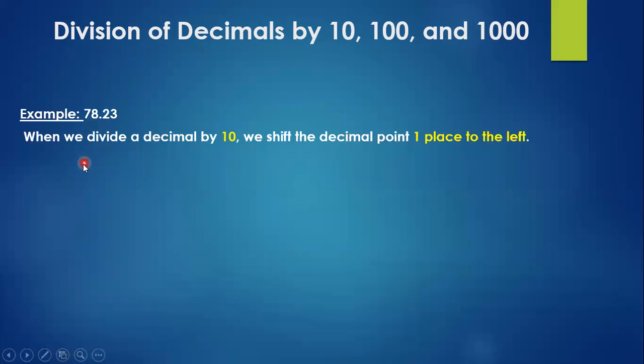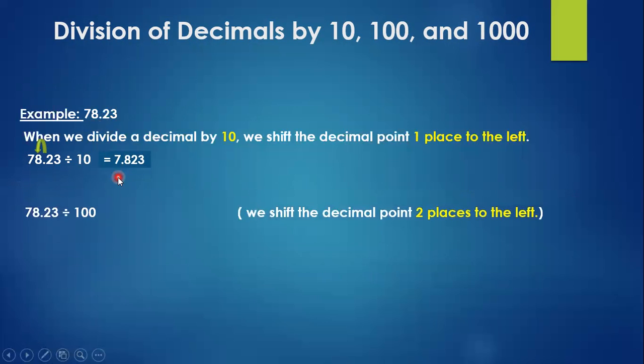So 78.23 divided by 10. We have to shift the decimal one place to the left, and so we will get the answer 7.823.